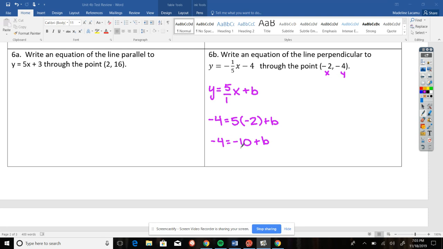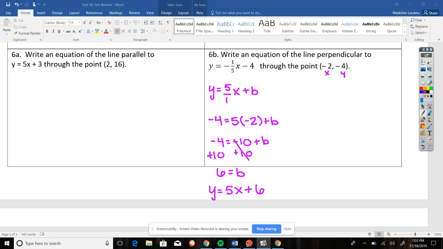Negative 10 we need to get rid of, move to the other side. Add 10 to both sides. So negative 4 plus 10 would give us a positive 6. So 6 equals b. And that means our equation is y equals 5x plus 6.